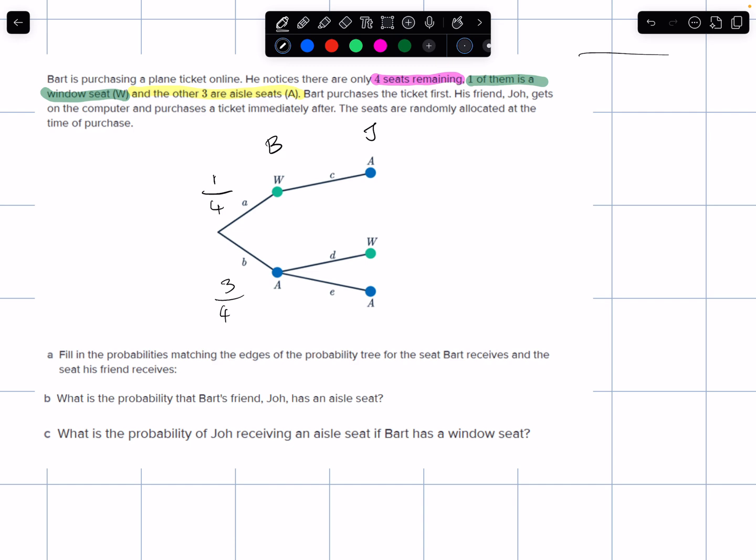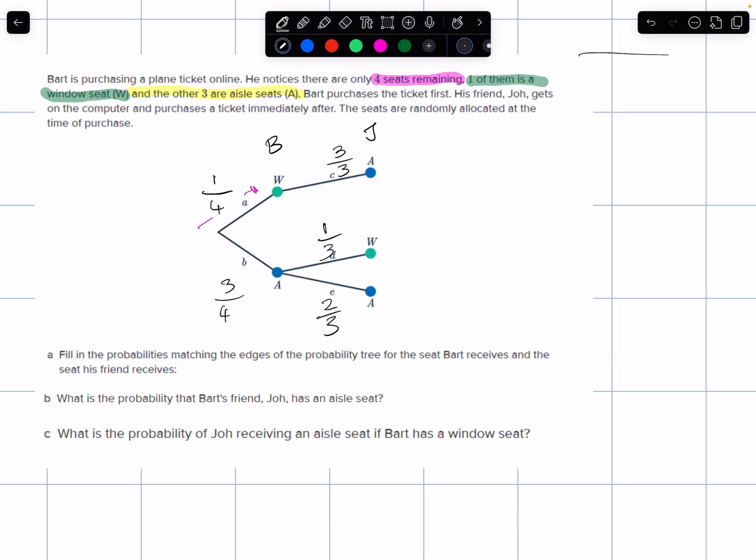We have 4 options. If he chooses the window seat, there are no longer any more window seats, which is why we can't see another arm of the tree diagram. So Josh must get an aisle seat the second time around, because there are only aisle seats left. So it's a 3 out of 3 chance. However, if Bart chooses the aisle seat first, our total is reduced by 1, and there is still 1 window seat left, so it's a 1 out of 3 chance. The probability of getting an aisle seat is a 2 out of 3 chance.